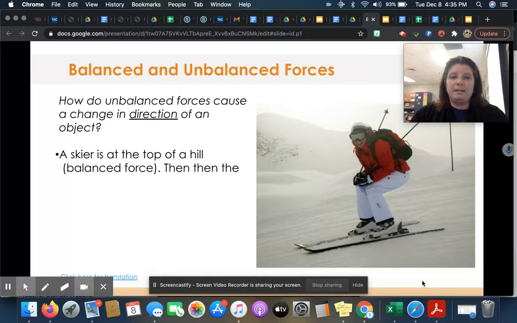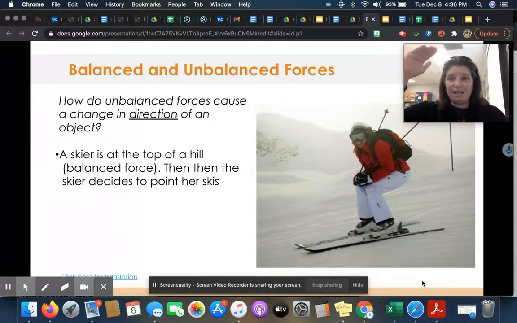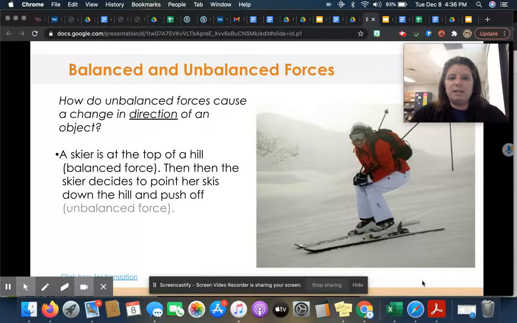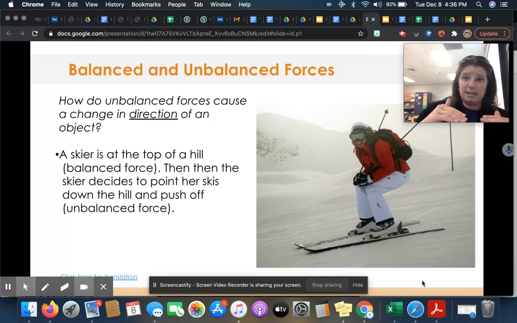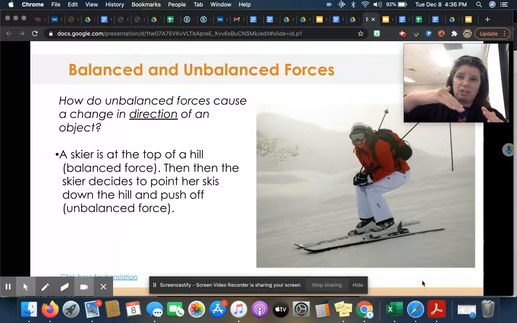How do unbalanced forces cause a change in direction of an object? Well, if we use my skier at the top of the hill, again, like we discussed, it's going to be balanced because she is just sitting there waiting to go. But as the skier decides to point her skis down the hill and push off, she's going to apply a force to her skis that's going to help her glide down that hill. Therefore, she's changing directions to move and is becoming unbalanced.